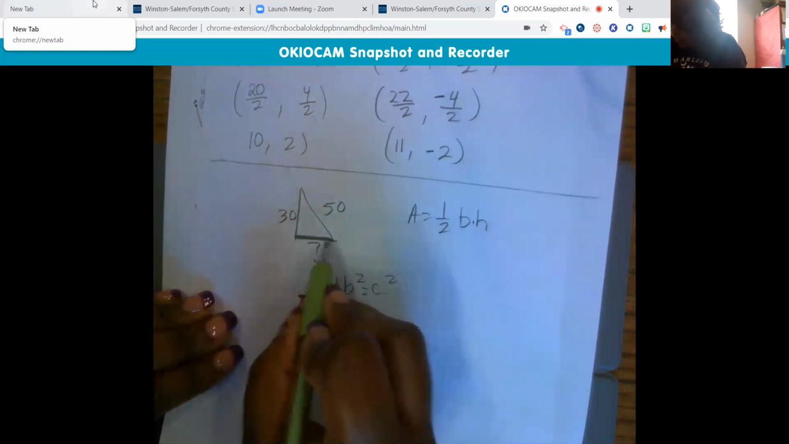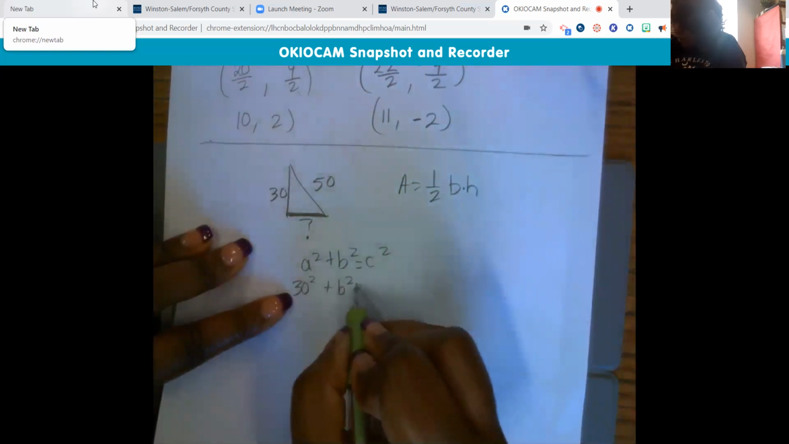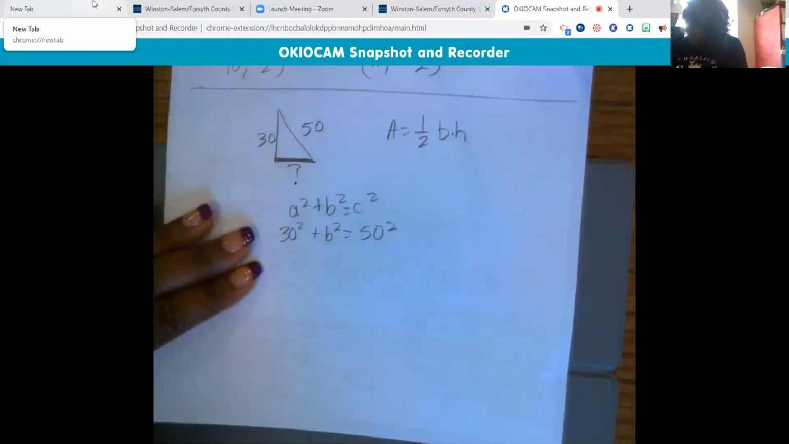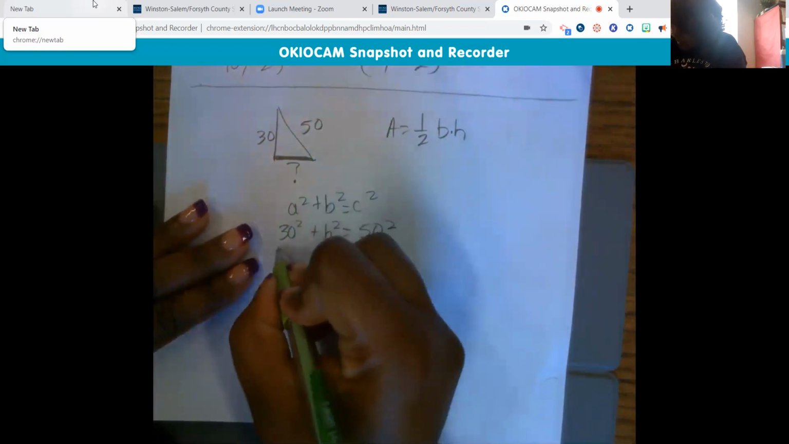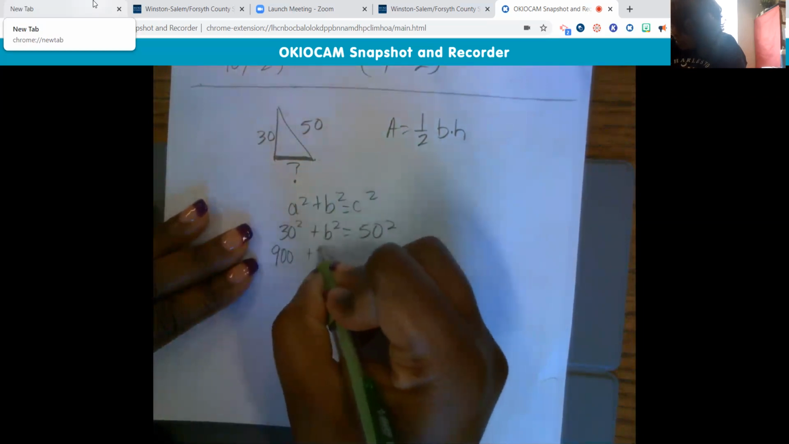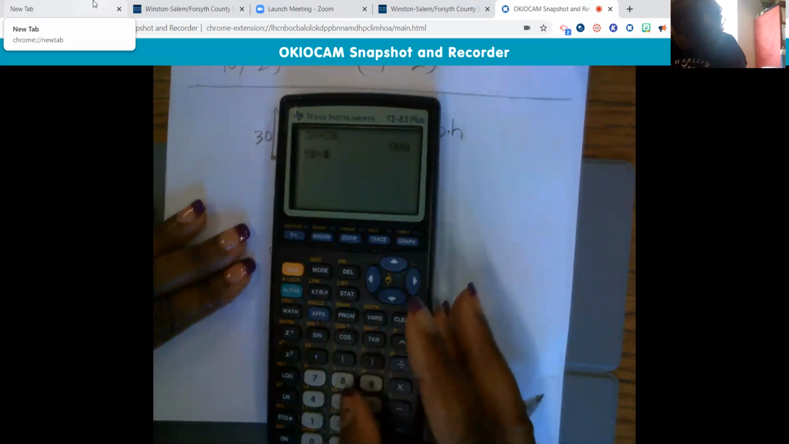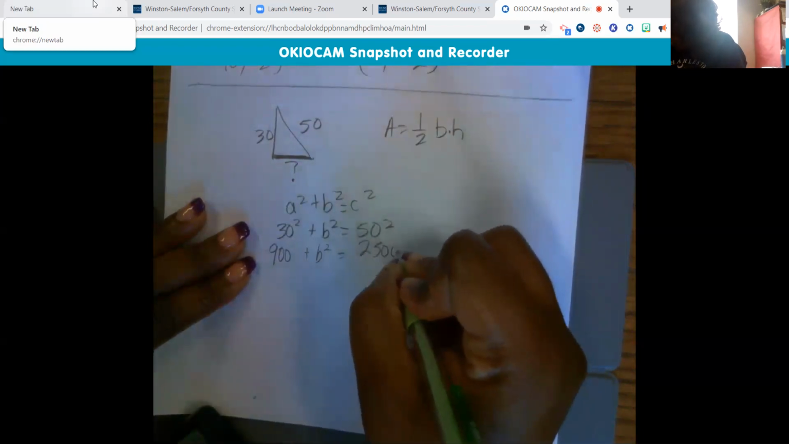Okay, I'm going to figure out this. So I got 30 squared plus b squared, I don't know, and c is 50 squared. So we have 30 times 30. Let's type that in. 30 times 30, and that gives us 900. Okay. And then we got 50 times 50, and that gives us 2,500.